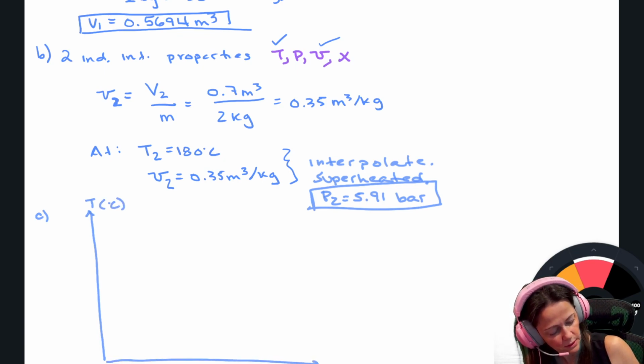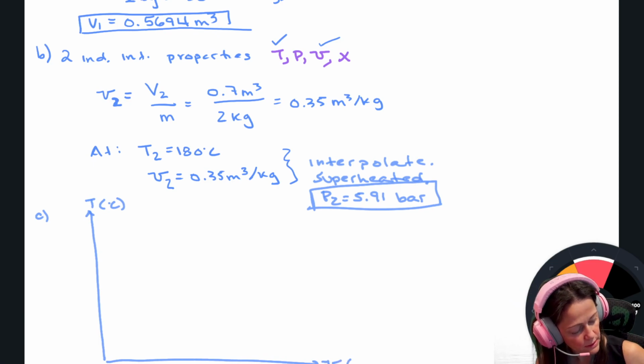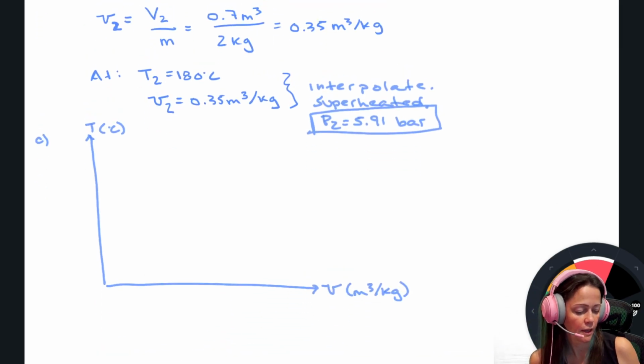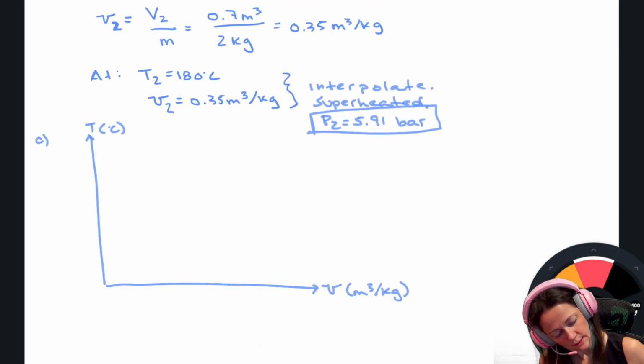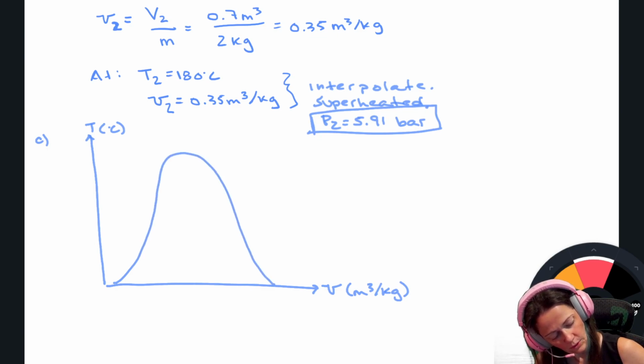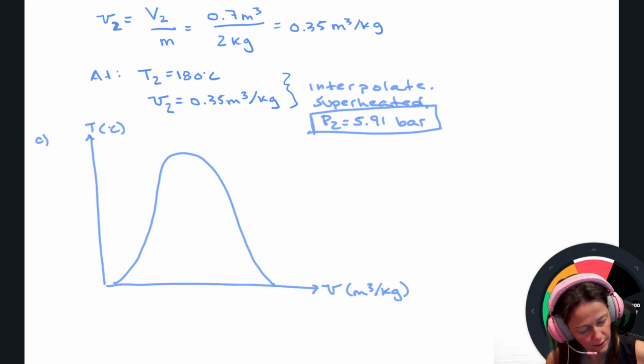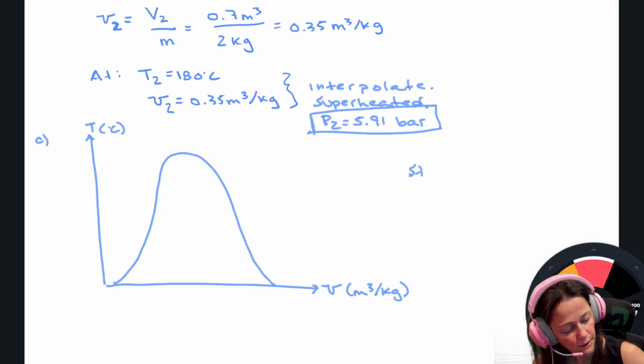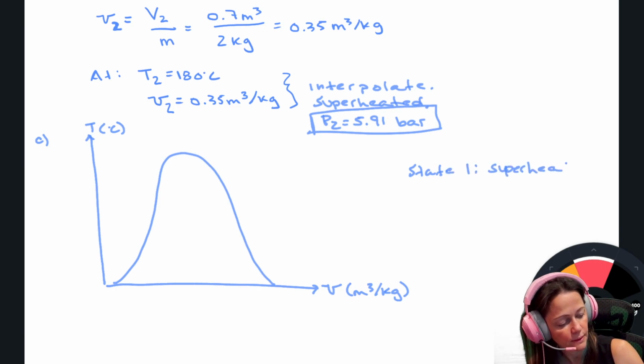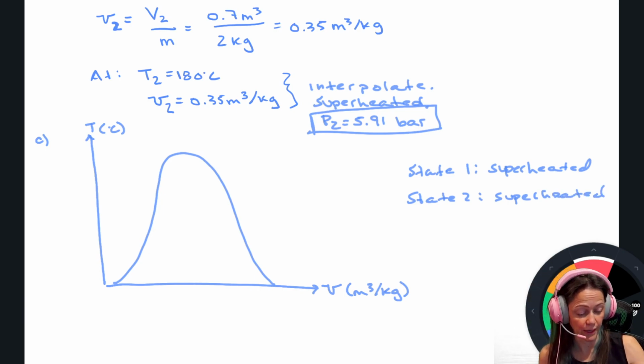Okay, I'll put this in degrees Celsius, this in terms of specific volume. And let's go ahead and draw a dome here. So yeah, let's go ahead and solve it. So I know state 1, superheated. State 2, superheated. So I need both of those dots to be on the right-hand side.